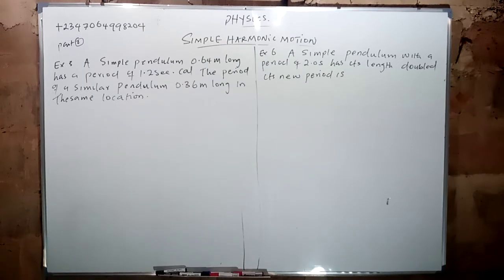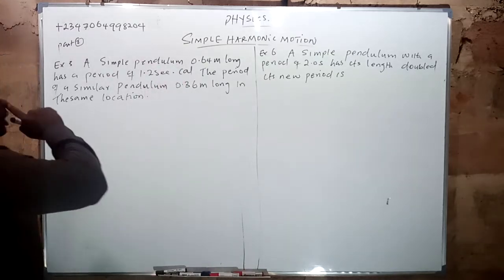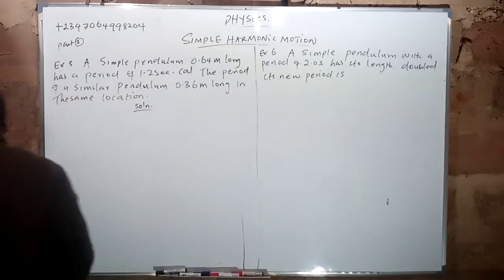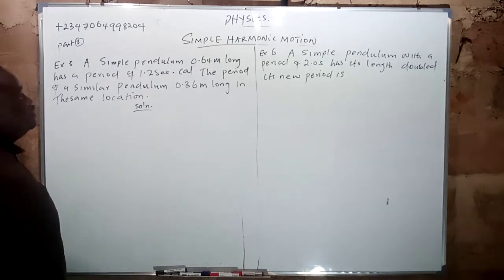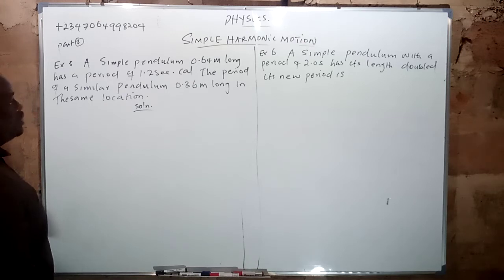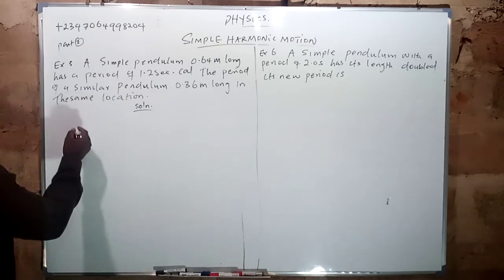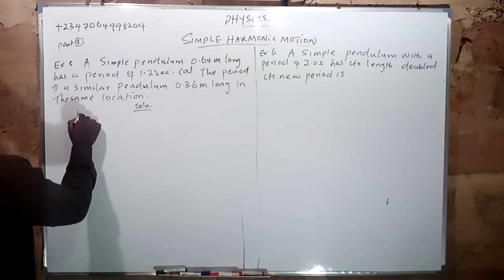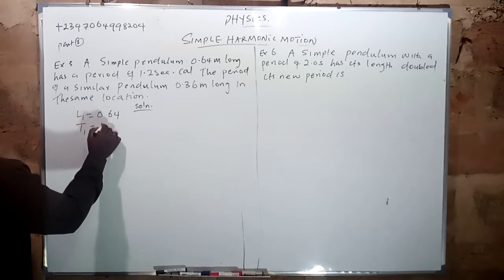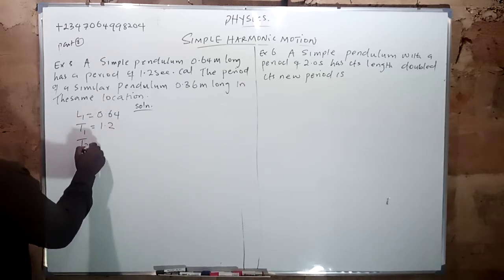So example number 5 and 6. Remember, this is a continuation. So this is the solution. A simple pendulum 0.64 meter long has a period of 1.2 seconds. Calculate the period. So let me write it out. The first length, L1, is 0.64. It has a period, your T1, is 1.2. And calculate the T2.